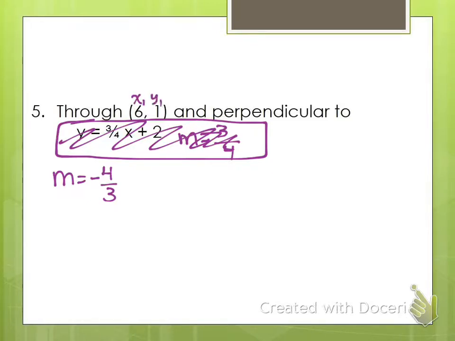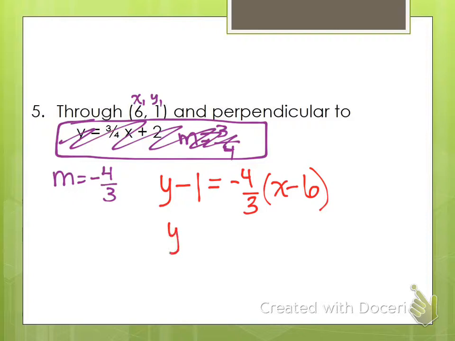So here's my x1, y1. Point slope form. I'm going to have y minus y1, which is 1, equals my slope, negative 4/3, times x minus, the x1 is 6. In order to keep going with this, we are going to have to distribute this negative 4/3. So we have y minus 1 equals negative 4/3 x. A negative times a negative means it's going to end up positive. How do you multiply that? It would end up being 8. 4 times 6 is 24, divided by 3 is 8.